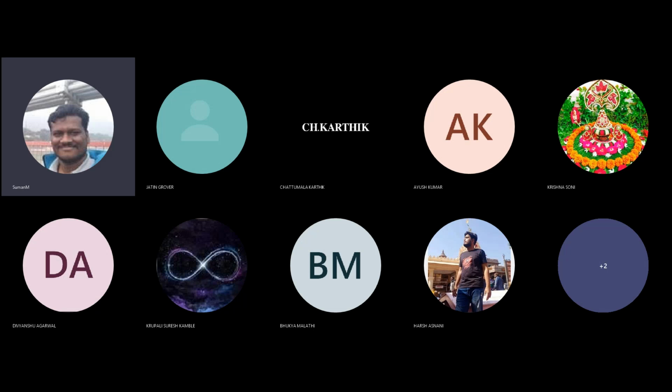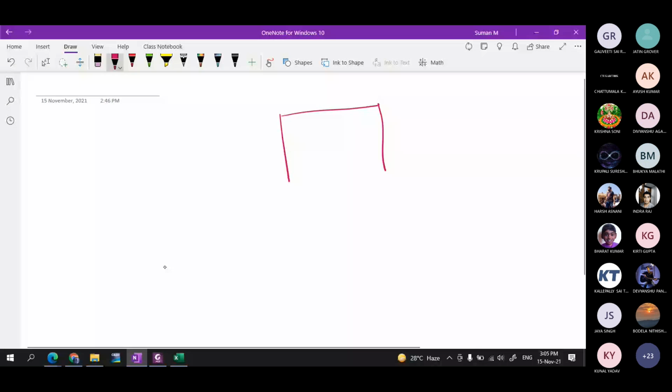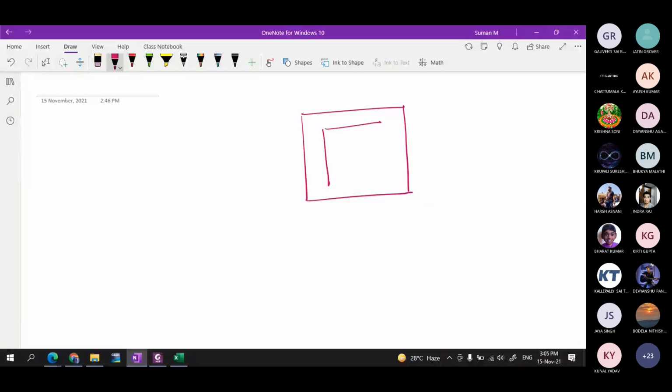Seen this? This is the symbol of transformer. I may not be drawing neatly, so don't bother about it. I cannot draw neatly. So this is the basic symbol of transformer you could have seen.